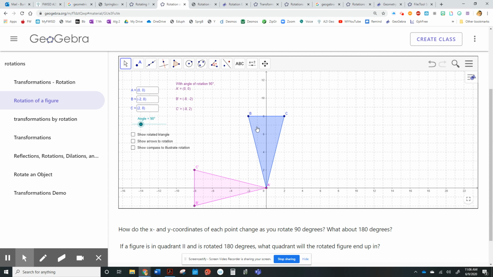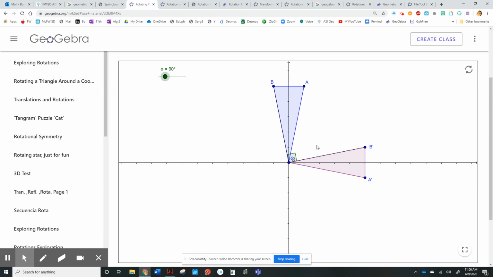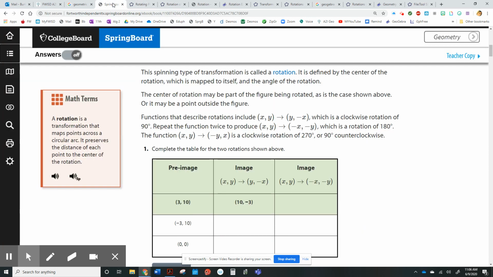So you need to be sure and pay very close attention to what Springboard tells you, because we've got two examples. This one is 90 degrees clockwise, and this one is 90 degrees counterclockwise. And I believe this one right here shows us the points. Now, these are not the exact same points that are on your Springboard book. I might can make them the same. Let's see.